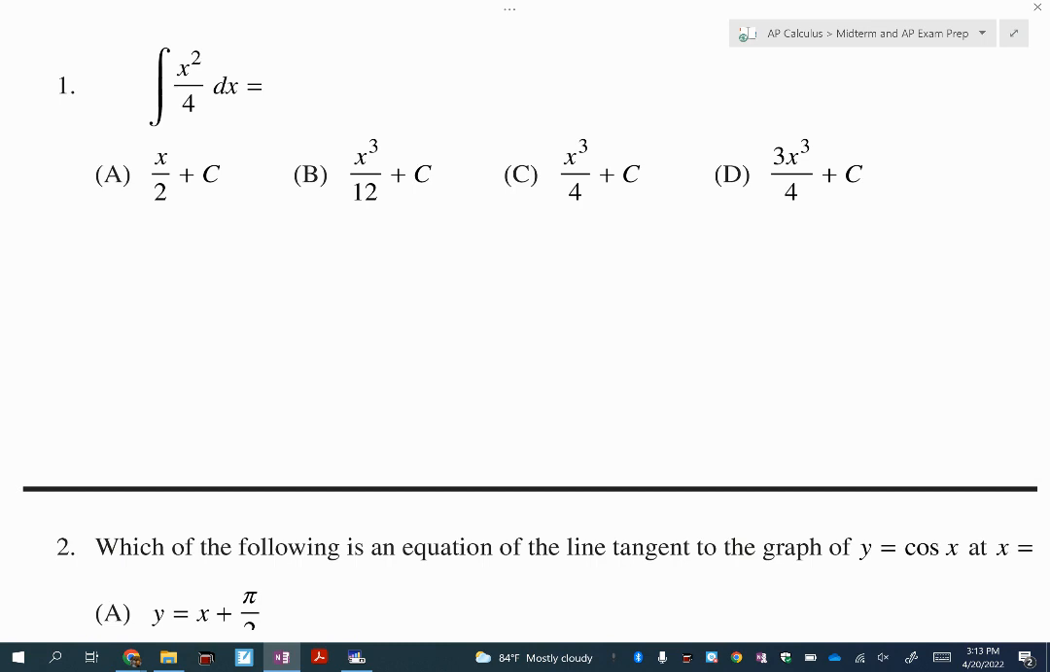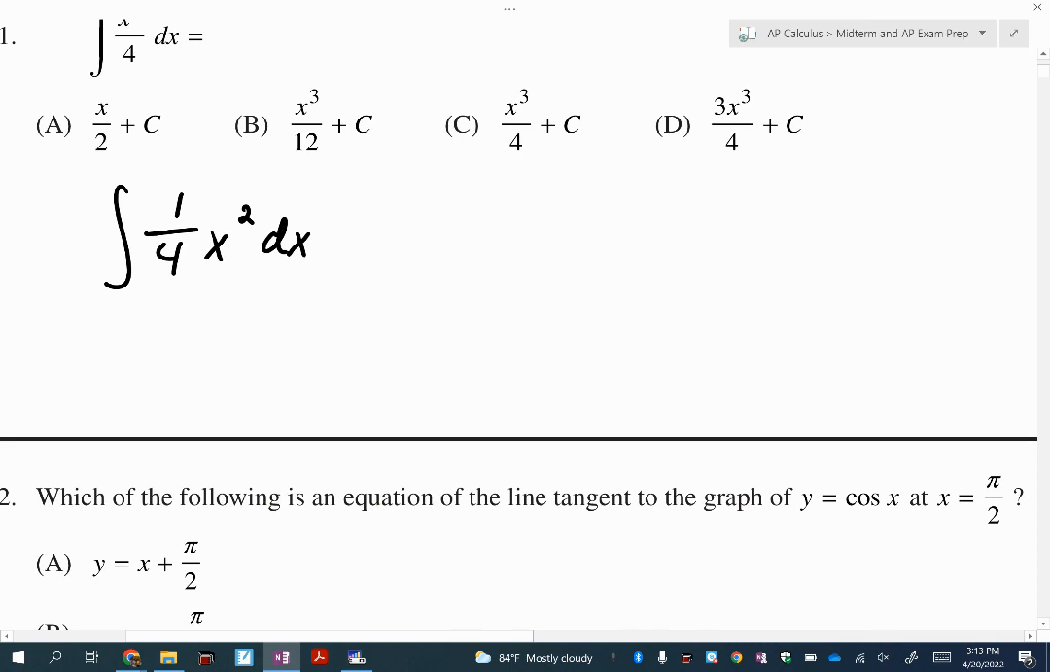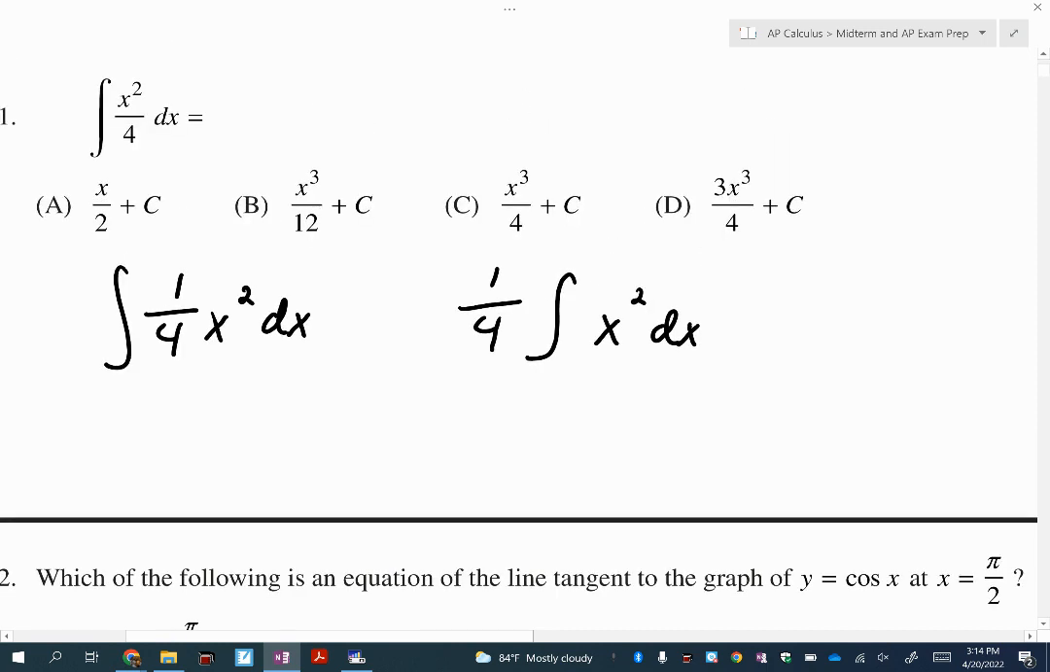Number one, the integral of x squared over 4 dx. The way that I approached this was, the first thing I did was I wrote 1/4 x squared dx. And you see the 1/4 is a constant. So I moved that outside to be in front of the integral. So I did 1/4, then the integral of x squared dx. Wait, why you do 1/4? Because it has that 4 on the bottom.